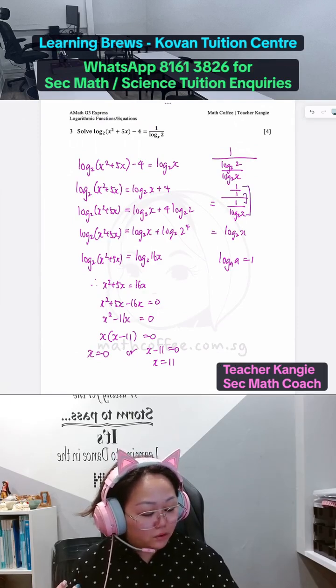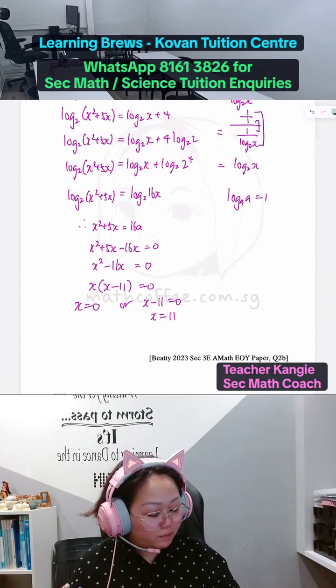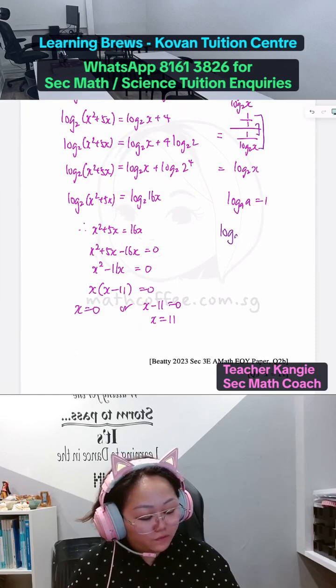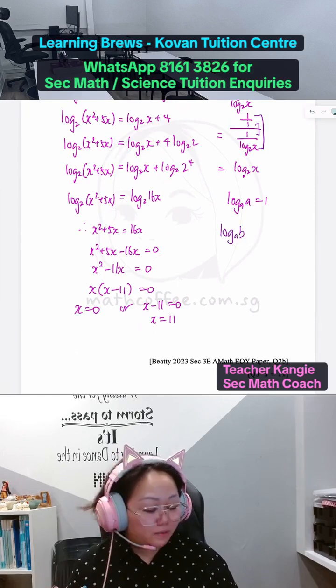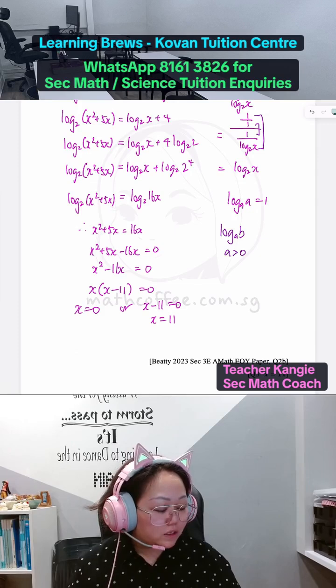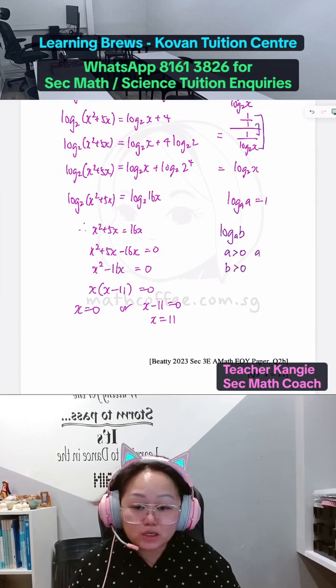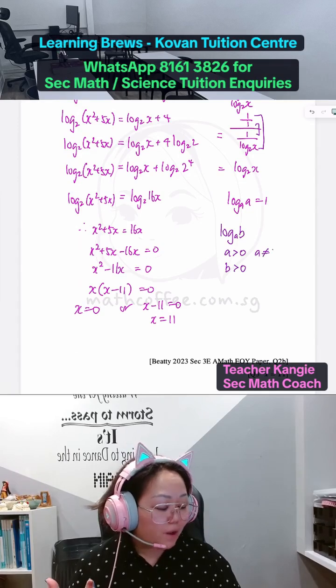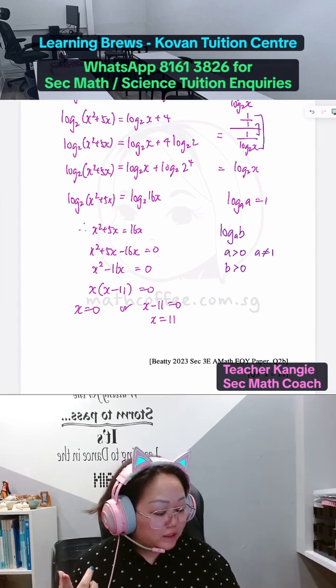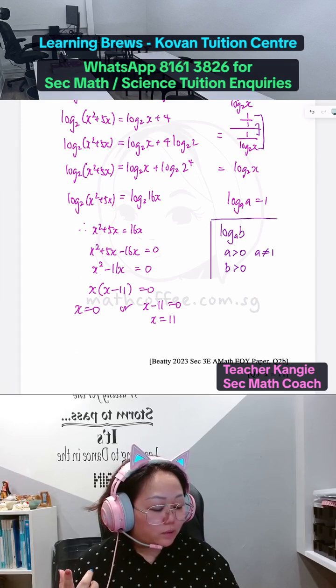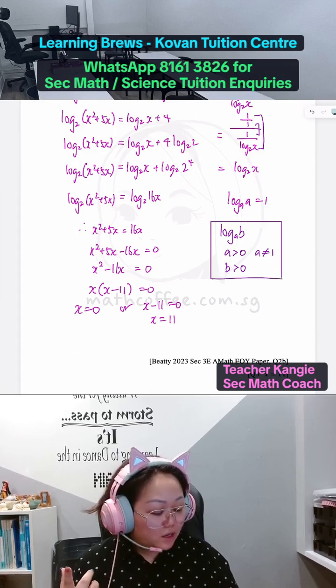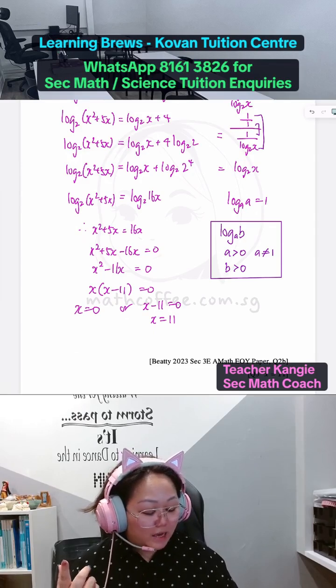Okay, so I'm going to write a property. For log base A of B, our A must be positive, our B must also be positive, and A has an additional property which is that A cannot be 1. So this is the property, and every time when you solve, you must always substitute back into the original equation to check.